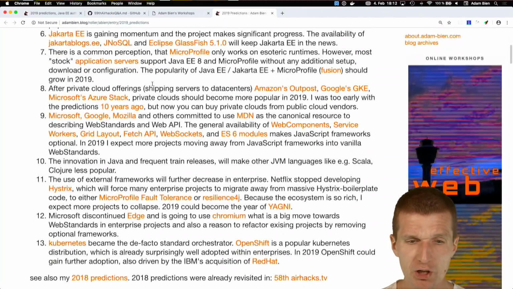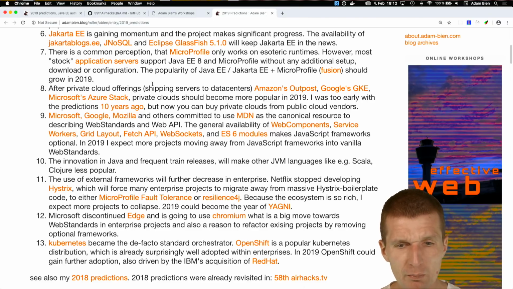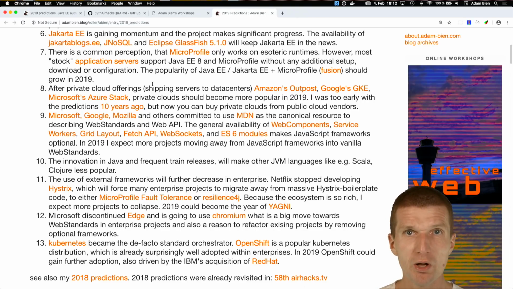Okay, so Jakarta EE, I think they will gain momentum. So now they have a great marketing stunt like this Jakarta EE. Nice name, nice design, logo is great. I get questions all the time, so the visibility is good. So I think something could happen in 2019.